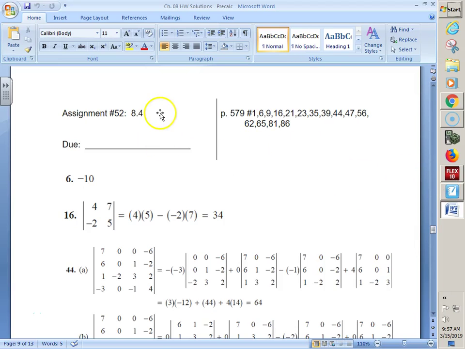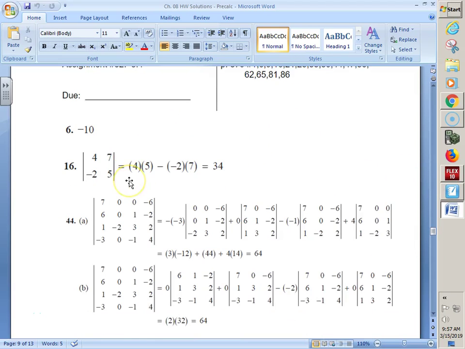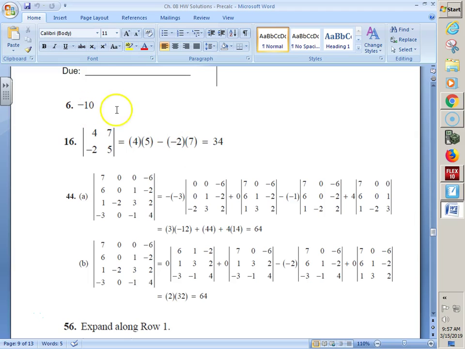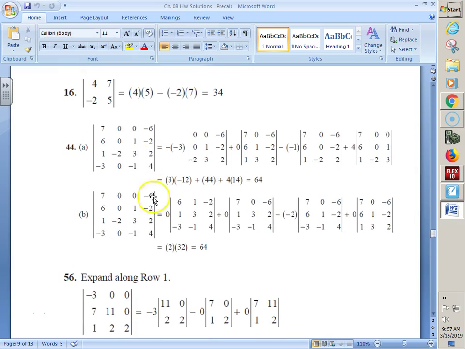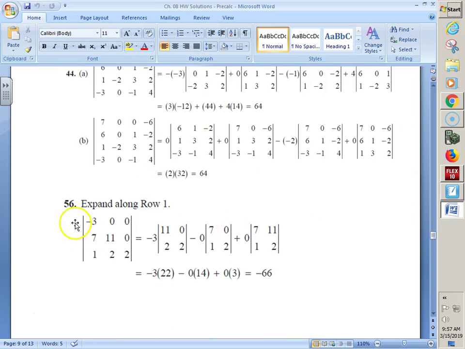All right, people joining us, we're grading 8.4. Pause me if I'm going too fast. We already went through the beginning answers. My microphone just died and needed new batteries. So there's number 6, number 16, number 44, solving it both ways. Got to 64, 56. We love zeros.